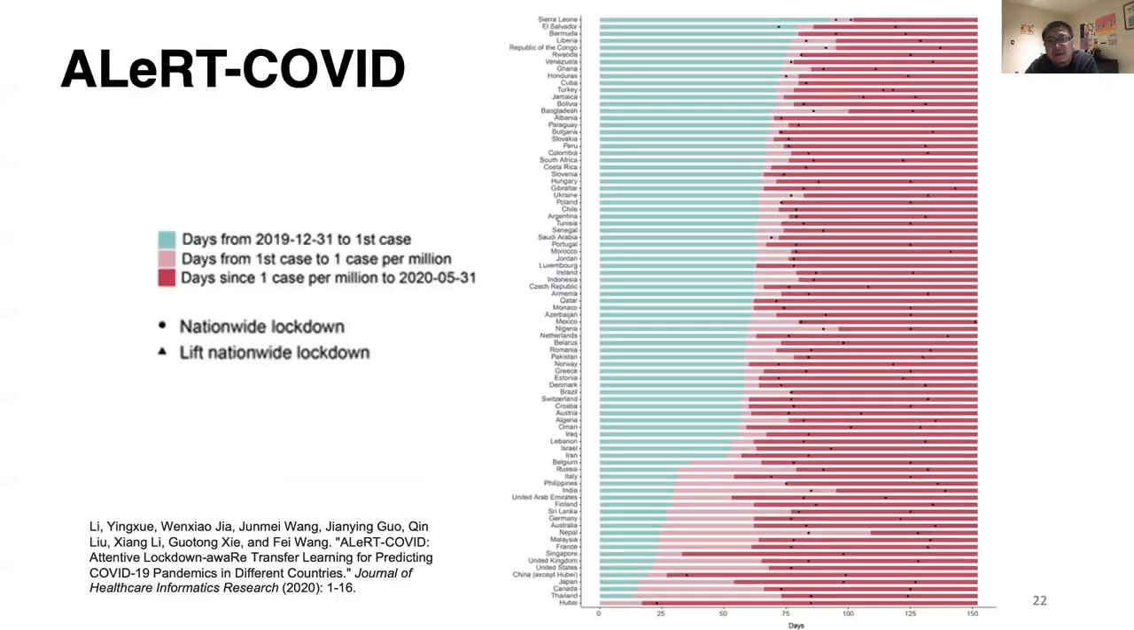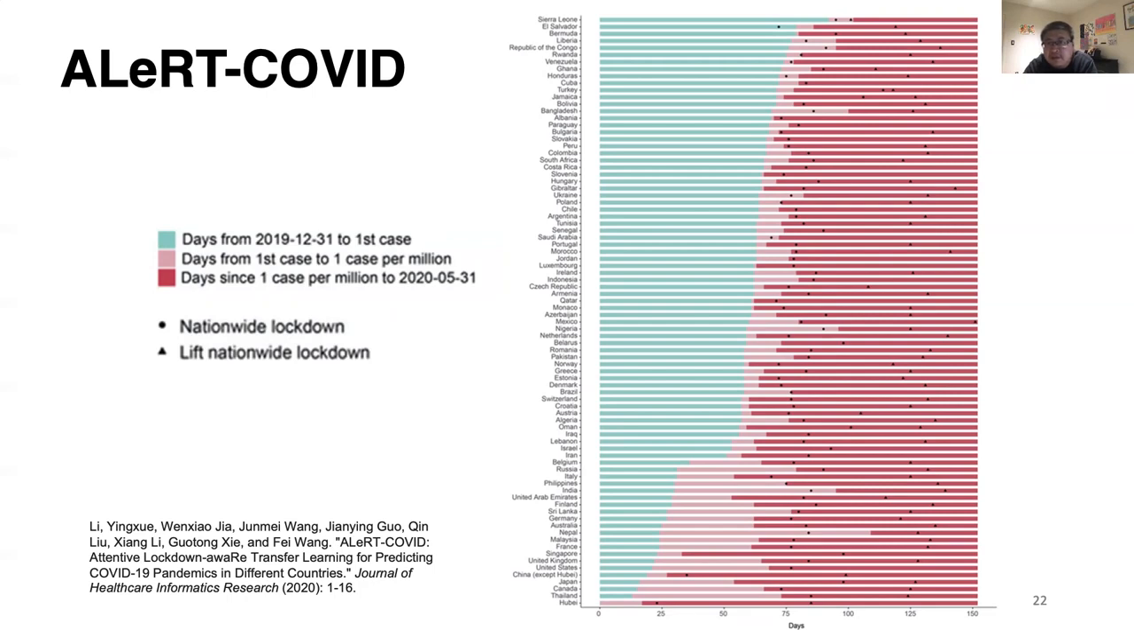And in another work, we try to study if transfer learning can be useful in this scenario as well. This figure shows the timeline of COVID-19 dispersion in different countries and government responses. The start point of the horizontal axis is the date when China reported the cluster of COVID-19 cases in Wuhan, Hubei province, which is December 31st, 2019.